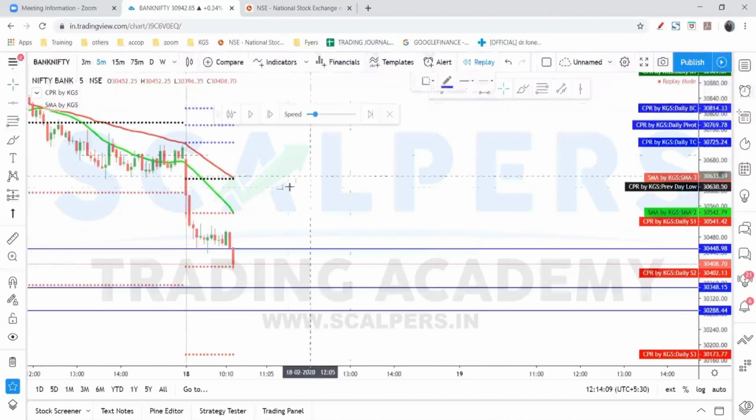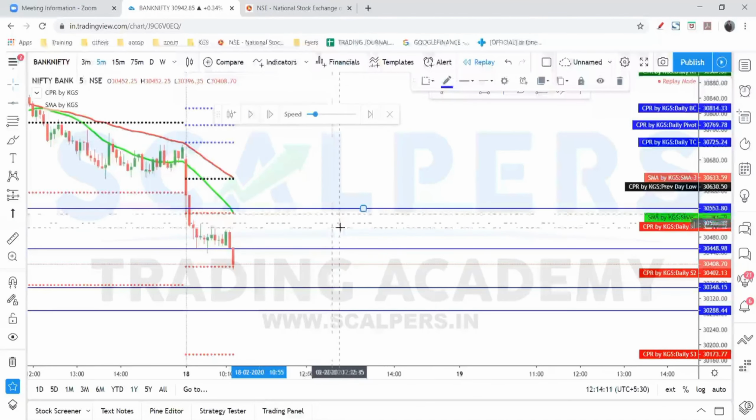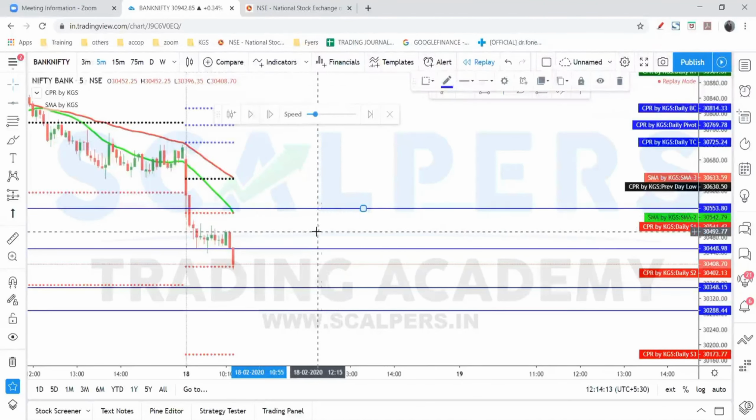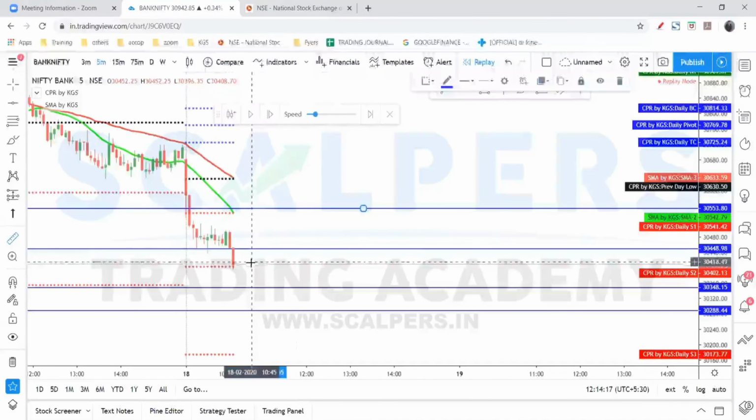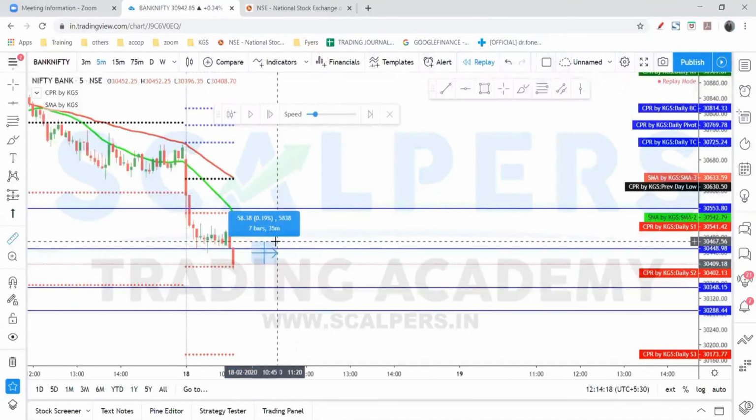Above 20 SMA, you cannot keep your stop loss, because your stop loss becomes very big. Your stop loss will become very huge. So what you can do, you can keep your stop loss above the previous candle, somewhere around above these previous candles. Now my short entry is triggered.